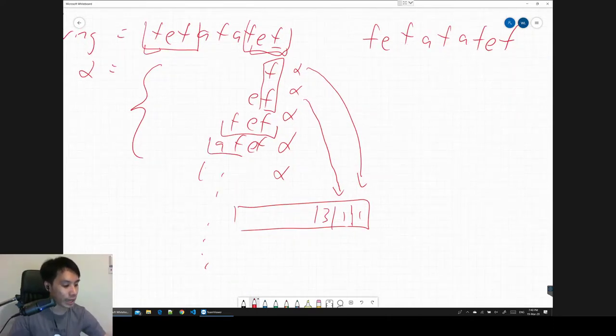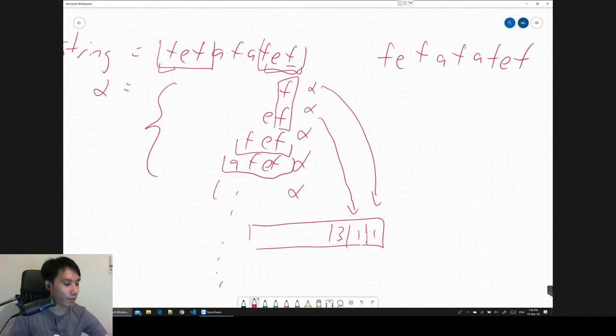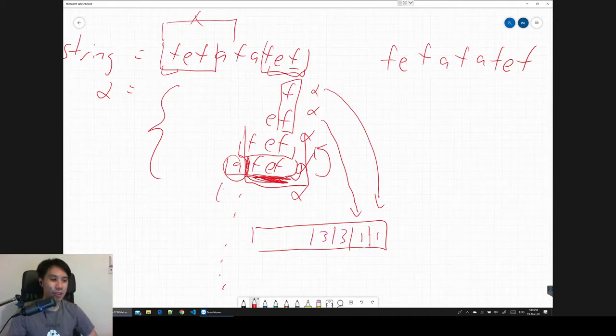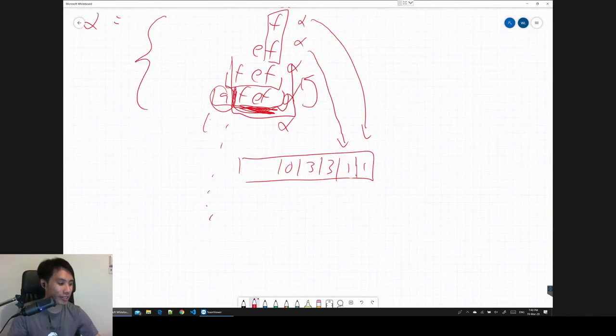Then AFEF is not the same as FEFA, so I will put a 0. But I can still make use of the suffix, right? Because despite me beginning from A, I still have a suffix, which is FEF. So I know from earlier, FEF is actually 3. And now you should have realized something by now, right? If the value is 0, I will always copy the one on my right.